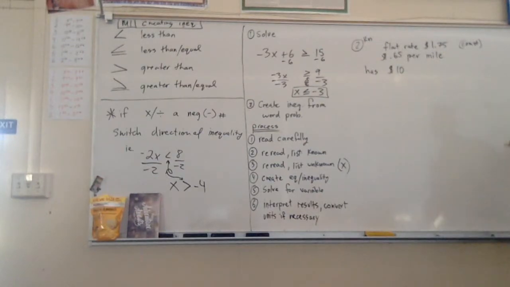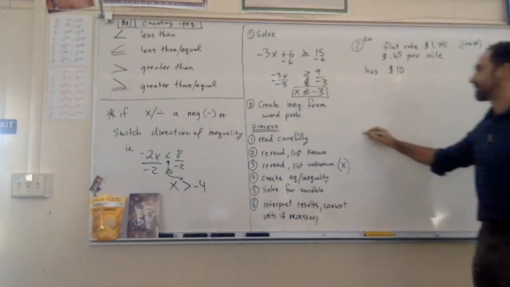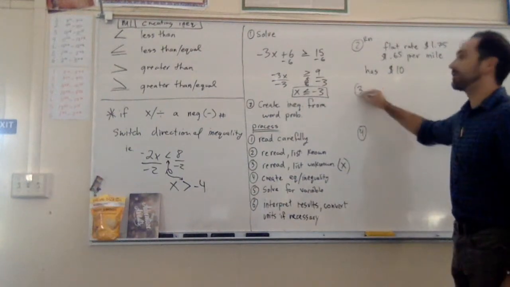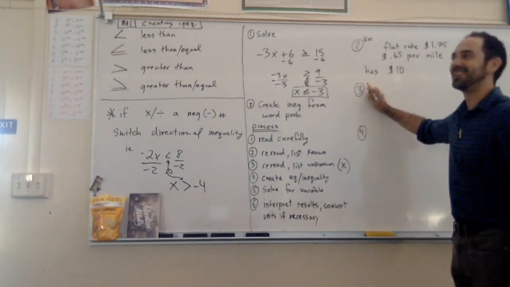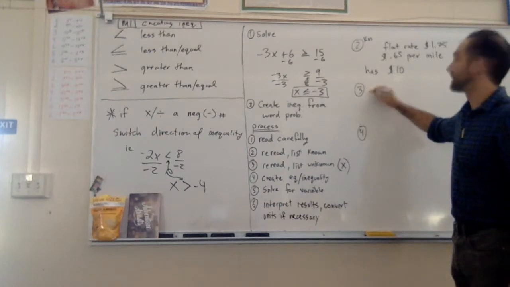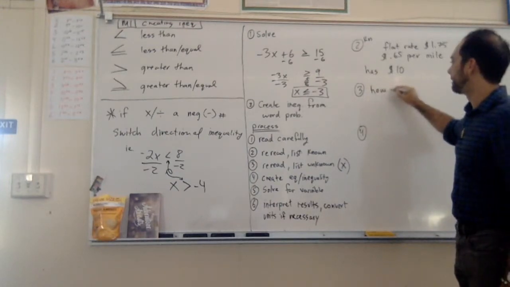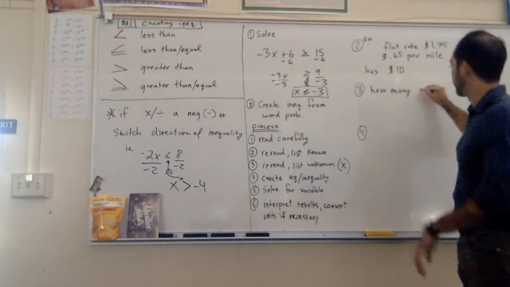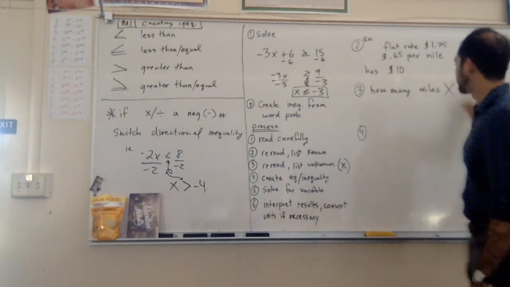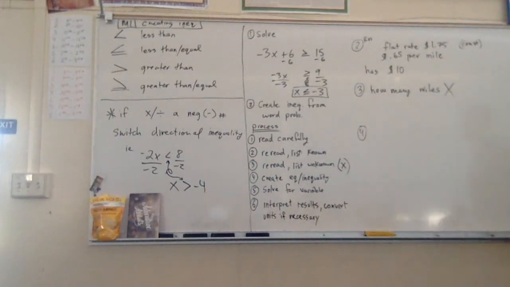So I'm going to put the 10. Oh, I'm doing step 4 already. Sorry. Step 3. What don't we know? How far? How many miles, right? So how many miles? We'll call that X. Okay, now we're on number 4. I'm going to put that $10 over here.